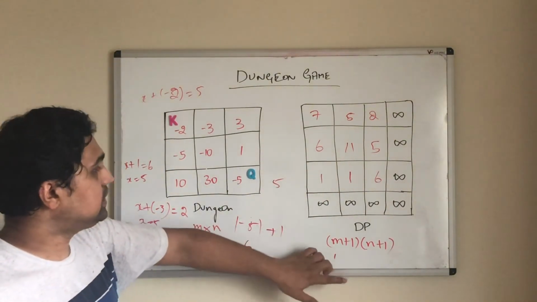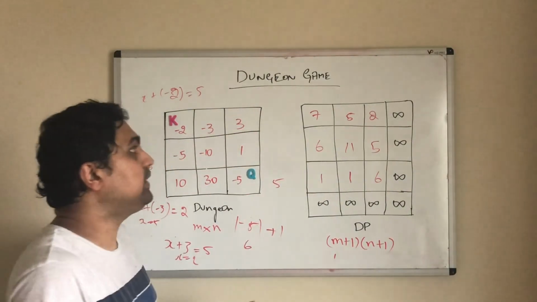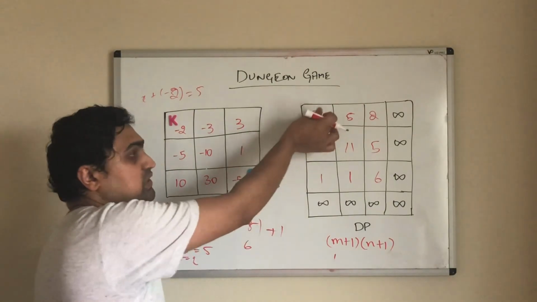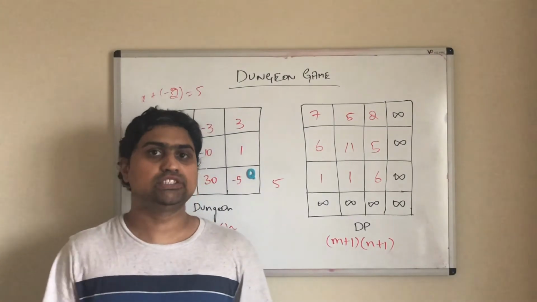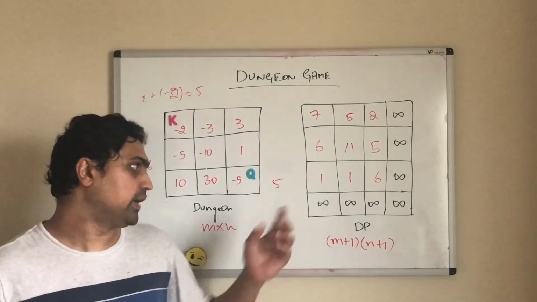So this is how we'll be able to solve this dungeon game problem. So the minimum health required by the knight to enter this dungeon cell is found by this value here, which is 7, and he will be able to save the queen. Okay, I'll suggest you to rewatch this video if you did not follow. Also take some examples and try out.